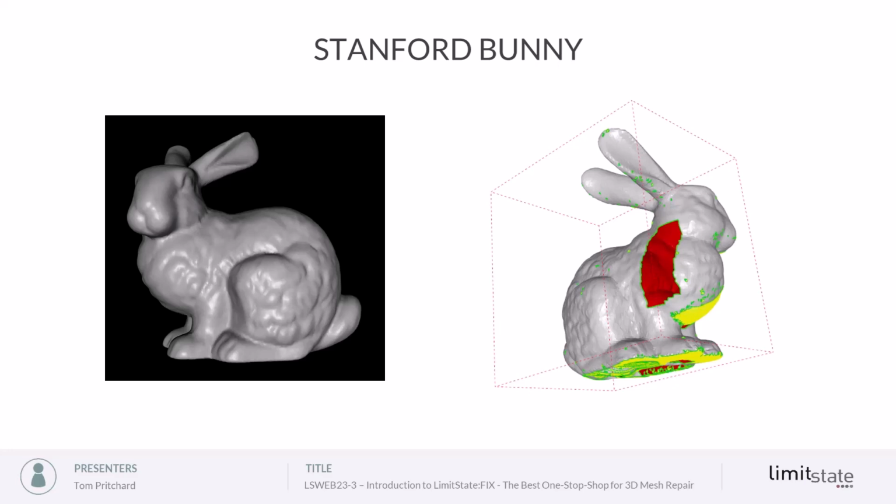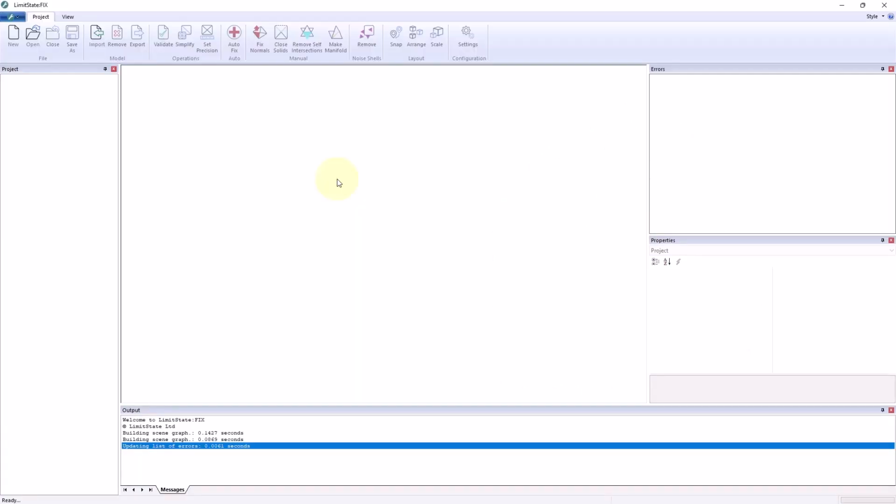So if I open the software, firstly a little bit about the interface. At the top here we have all of our actions, so obviously file actions, and then model, importing, exporting, taking things out of it, and then further to the right we have the auto fix button, as I said, and then all the different manual operations. On the left hand side here we have a project tree, and on the right hand side, when we've loaded it in, we'll have a list of the errors and the properties of that mesh.